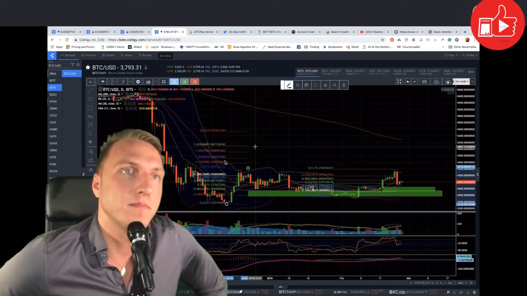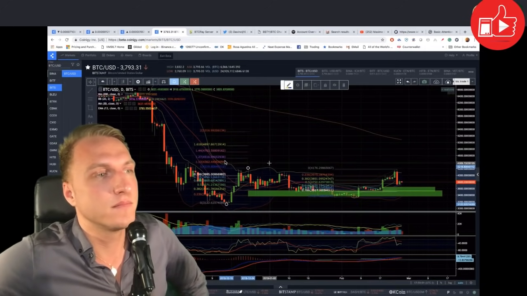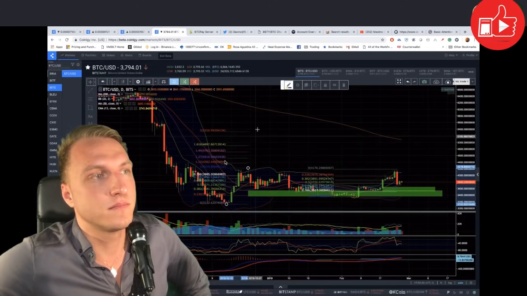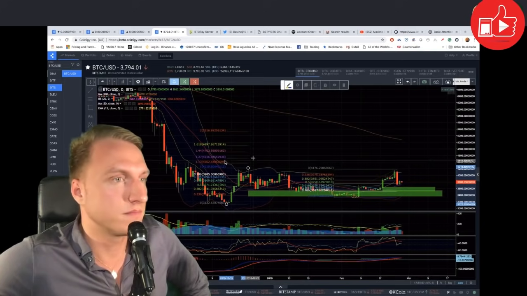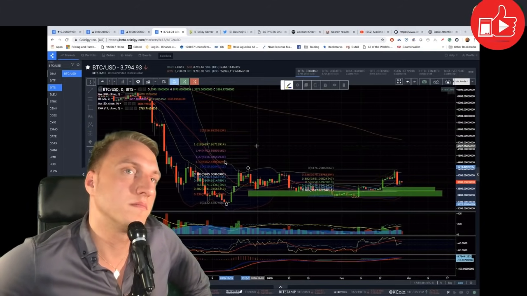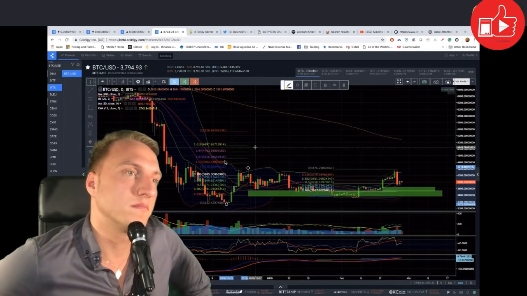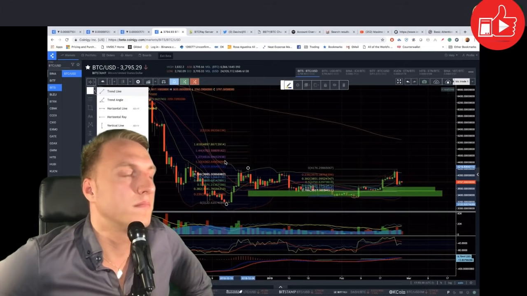One last thing, I was looking at what's called extensions, and looking at this extension here, I could see that Bitcoin wants to go up to touch the 200 moving average. And look at here. This is called the golden ratio.